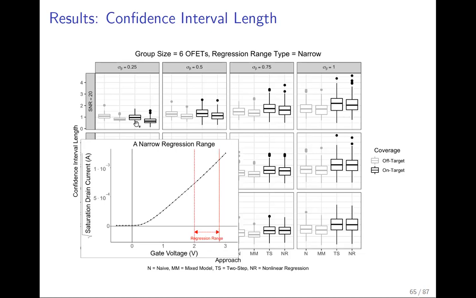A narrow regression range contains few measurements, so there's high uncertainty in the slope estimates produced by the two-step approach when the regression range is narrow. The nonlinear regression approach doesn't use a regression range and thus doesn't have this problem.